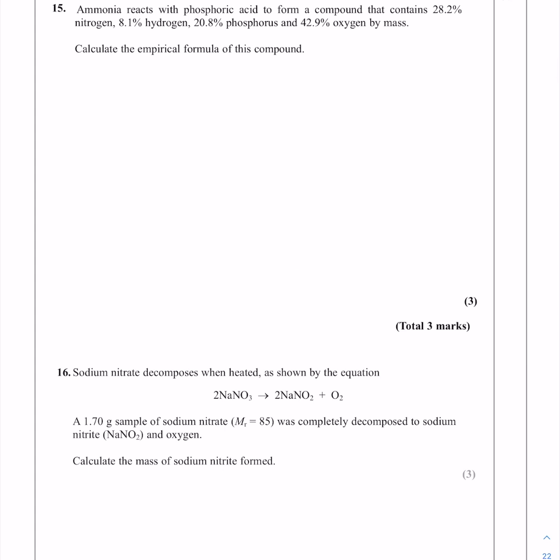Question 15. Ammonia reacts with phosphoric acid to form a compound that contains 28.2% nitrogen, 8.1% hydrogen, 20.8% phosphorus, and 42.9% oxygen by mass. Calculate the empirical formula of this compound. First, we put nitrogen 28.2, the percentage as if it were mass, and then hydrogen, sorry, hydrogen is 8.1, and phosphorus 20.8 and oxygen 42.9. These are the masses of the elements: nitrogen, hydrogen, phosphorus, oxygen.